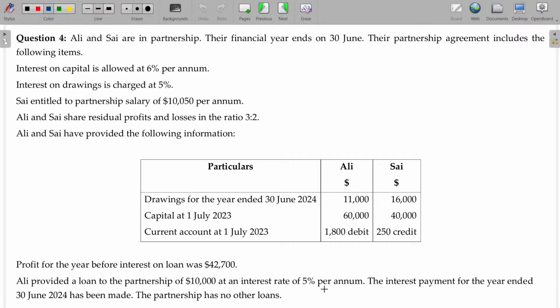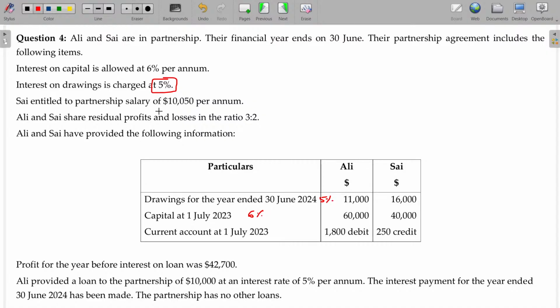Now we'll move on to the next question. Question number 4. Ali and Sai are in partnership. Their financial year ends on 30th June. Their partnership agreement includes the following items. Interest on capital is allowed at 6% per annum. Interest on drawings is charged at 5%. If it is only 5%, no problem, you can directly calculate. In case it is 5% per annum, you have to apply for the days also. Okay, so here it's 5%.